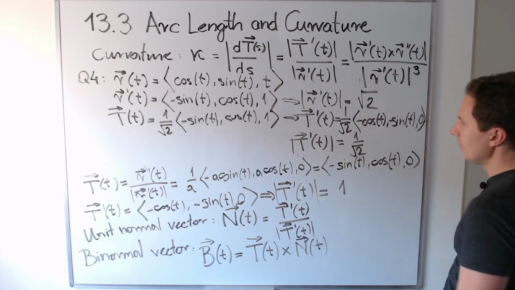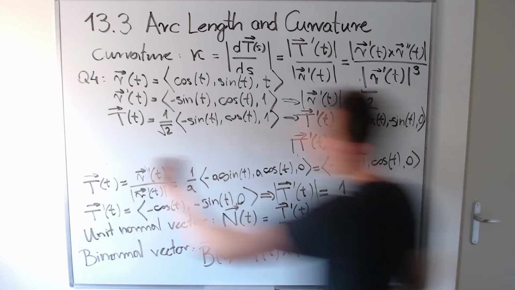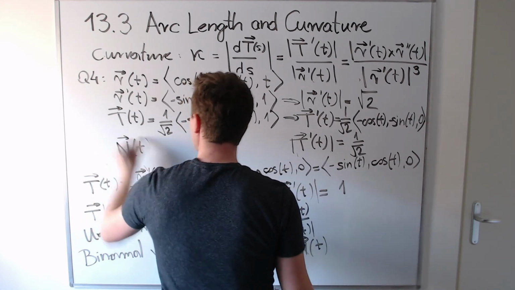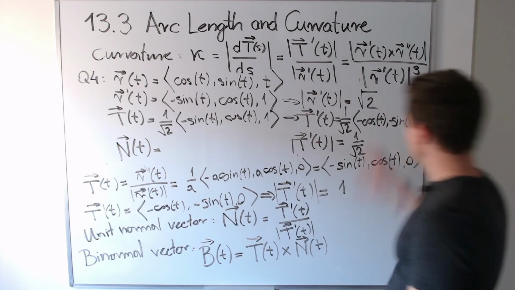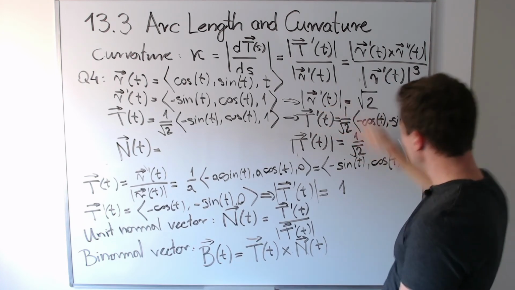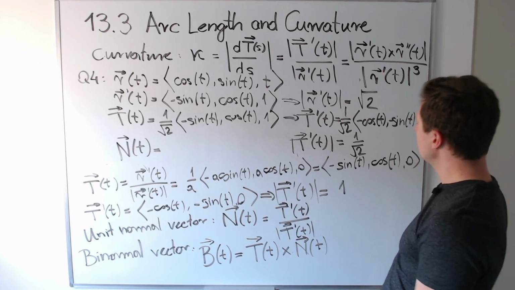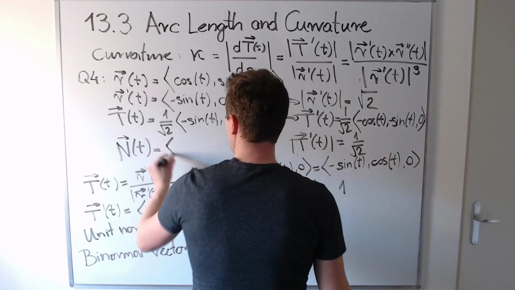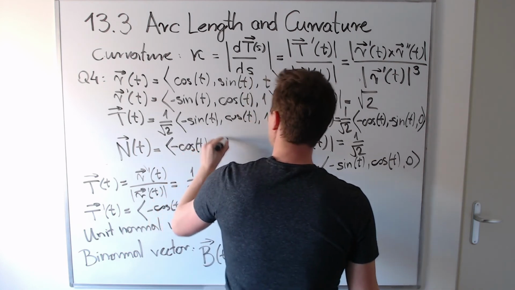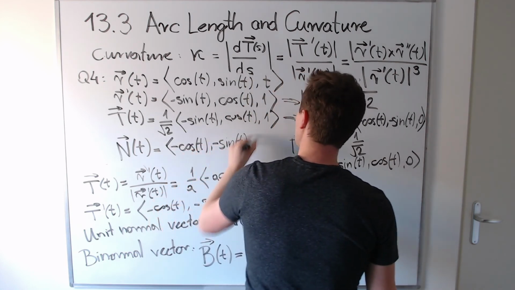From these two quantities, you can just divide one by the other to get the unit normal vector, which is just the derivative of the unit tangent vector divided by its length. So exactly that factor of 1 over root 2 will cancel, leaving us with minus the cosine of t, minus the sine of t, and 0.